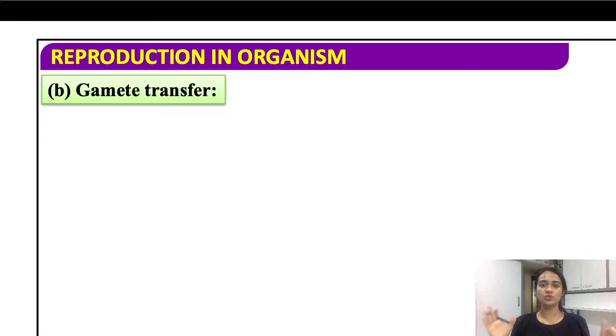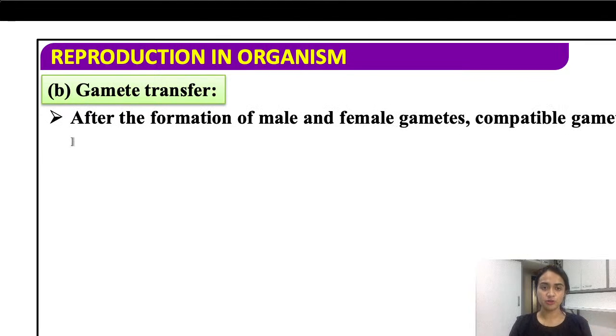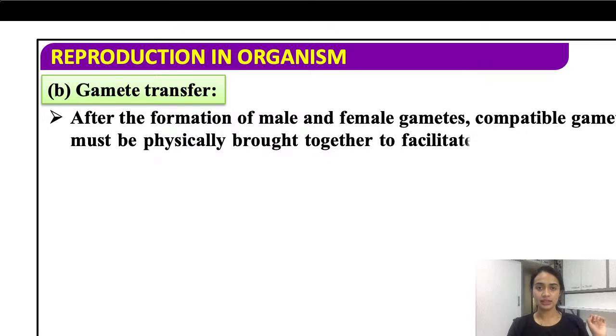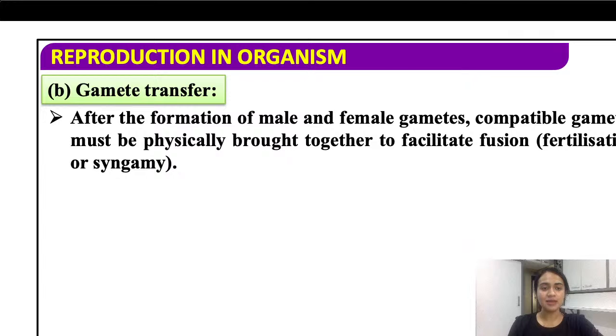Moving forward, now the gametes have been formed. What is the next step? The next step is that these gametes have to be transferred from one organism to another. After the formation of the male and the female gametes, these gametes must be compatible, and they have to be physically brought together to facilitate fertilization or to undergo syngamy.